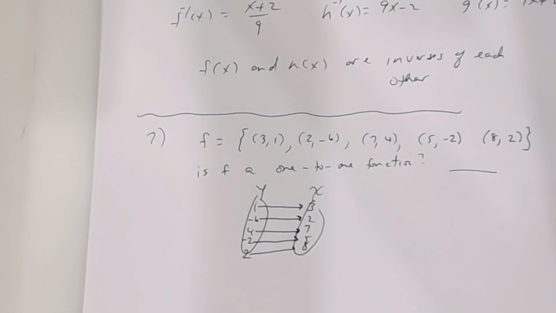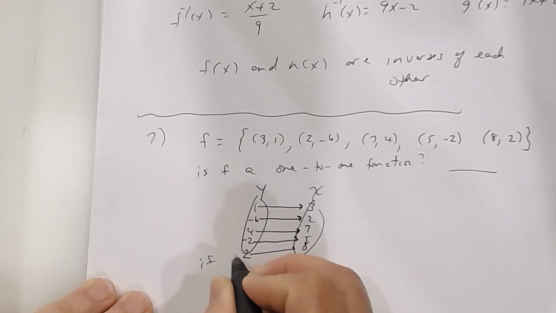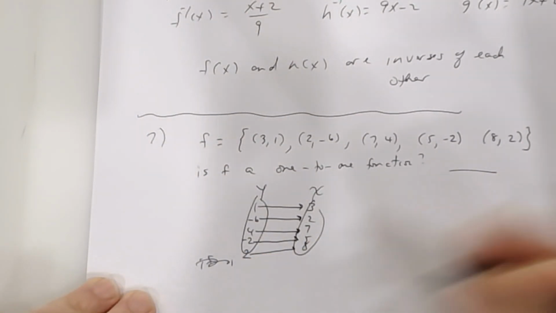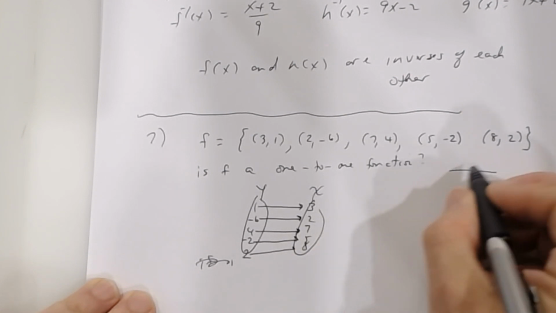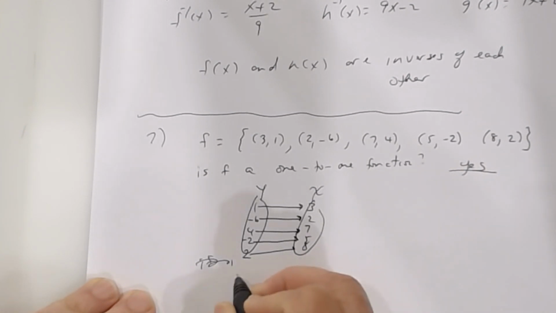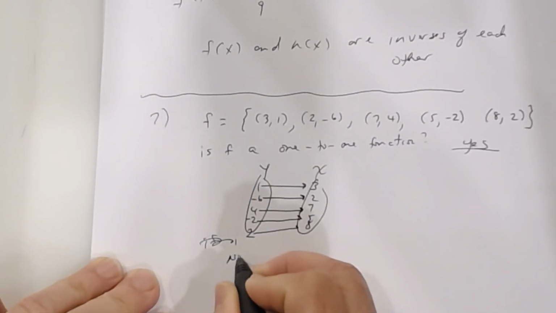So then that means that f has an inverse. All right. So then it's going to say find the inverse. So if it is one-to-one, find the inverse. So since it is, you're going to say yes here. So now find the inverse.